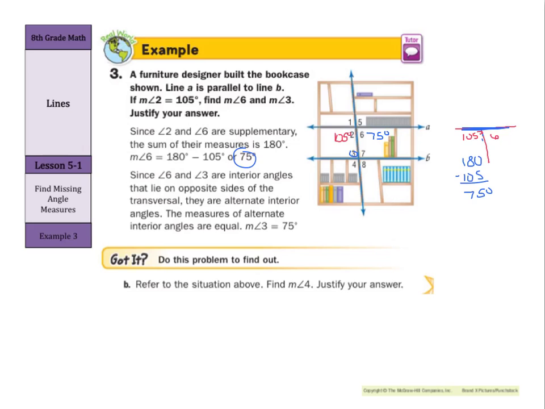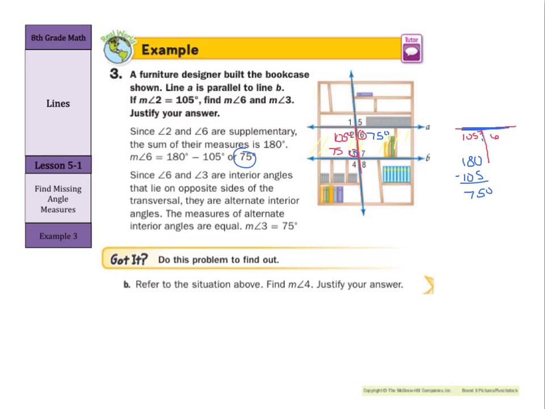Well, remember, these are both now on the inside, and they're on opposite sides of the transversal. One's on the right side of the transversal, 3's on the left side of the transversal. So that means they're alternate interior. And if they're alternate interior, then they are equal angle measures.